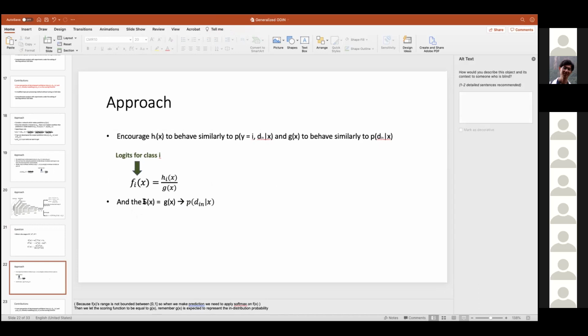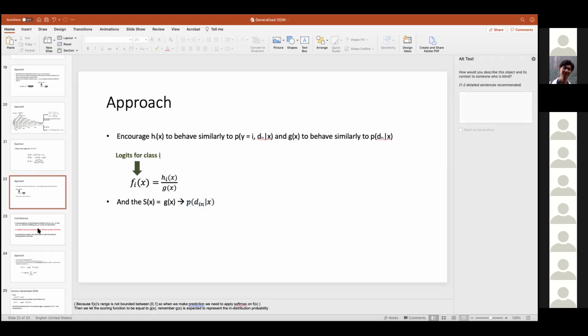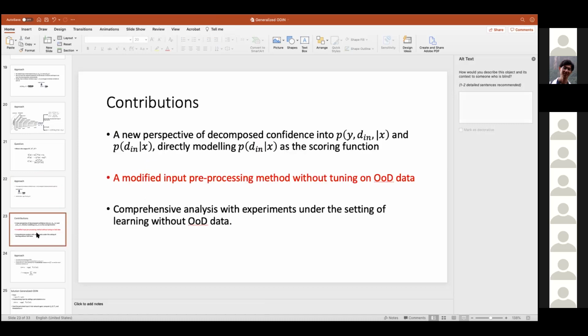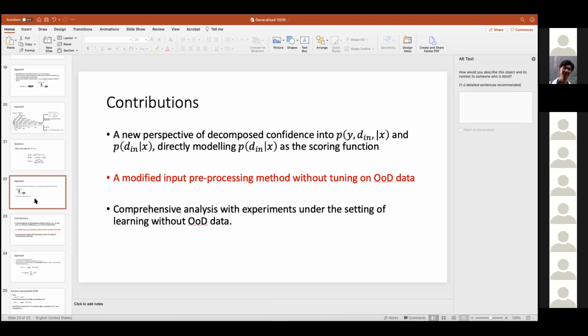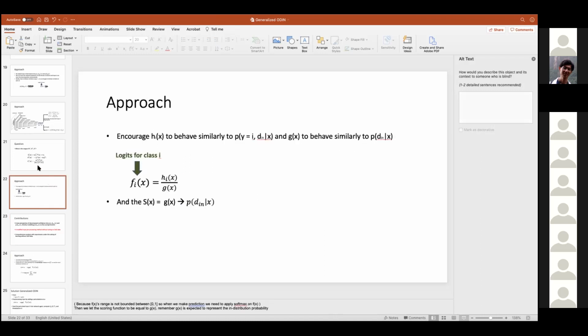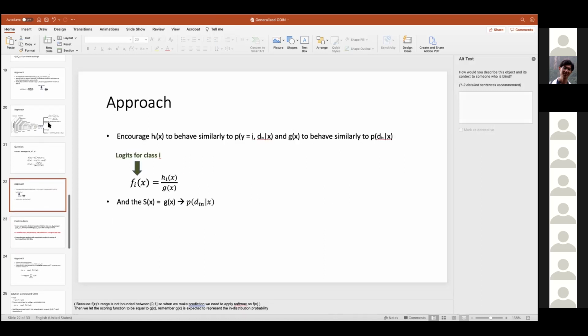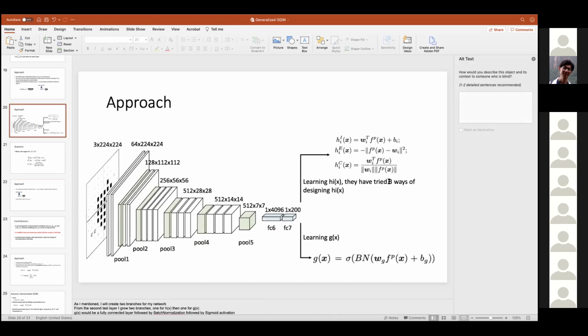Then we let s(x), which is the scoring function, be g(x). Remember that g(x) can be seen as the proxy of this conditional probability. Just another contribution. What is h(i)? Is it the sum of the three? Oh, they have tried three ways. Oh, I see, one of them, yeah.